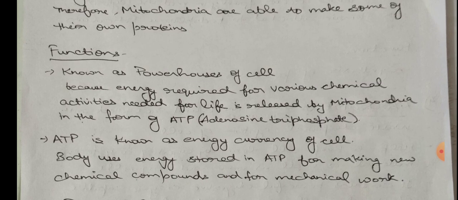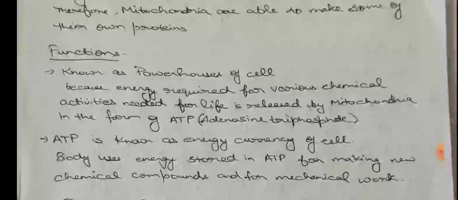ATP is known as the energy currency of the cell. The body uses energy stored in ATP for making new chemical compounds and for mechanical work. So basically the energy is stored in the ATP, and afterwards when it is needed, it is used for making new chemical compounds or for any mechanical work. The question is generally asked, why are the mitochondria known as powerhouse of the cell? So the answer is that energy required for various chemical activities needed for life is released by mitochondria.